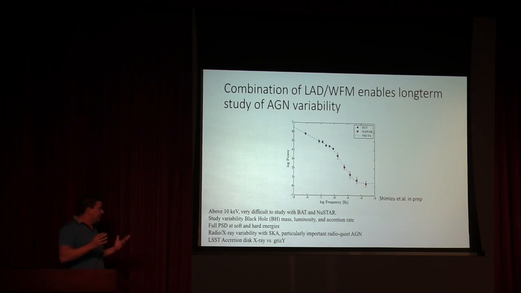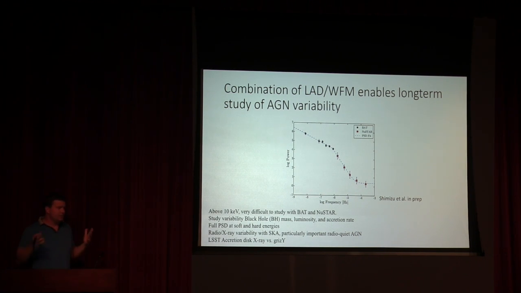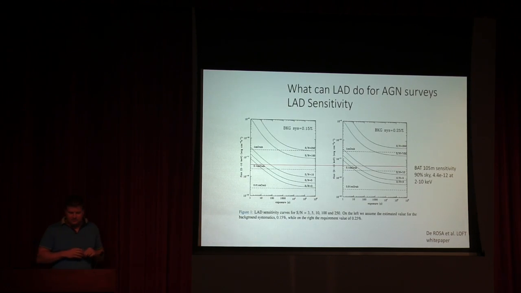There's also a lot you can do in terms of radio variability with the SKA. For radio quiet AGN, we know there's some emission, but we're not exactly sure how that's related to the X-rays. That's something we could do in a fairly large survey, as well as with the LSST, looking at accretion disk variability in terms of the optical to the X-rays.